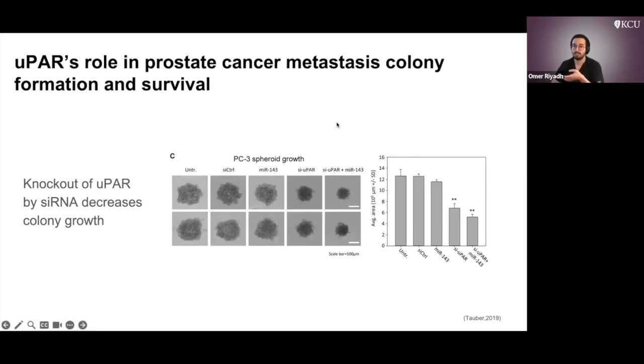This paper went on later to show that MR-143 does show a slight significant decrease, but this was also seen here and it wasn't significant initially. And they went on to say that their method of delivery wasn't perfect yet, so they're still working on it, but it just shows the potential of uPAR and its roles in cancer.